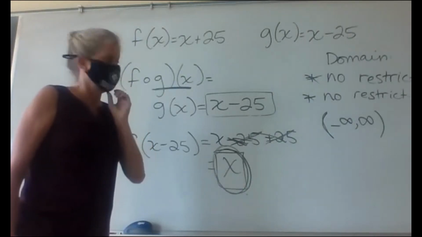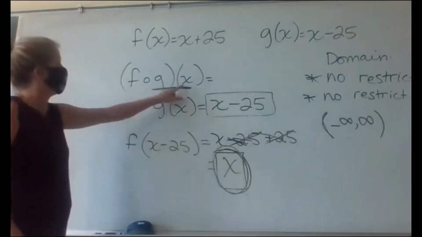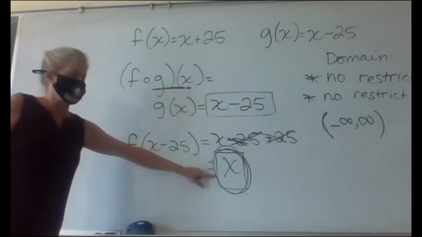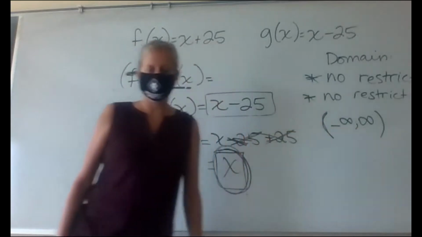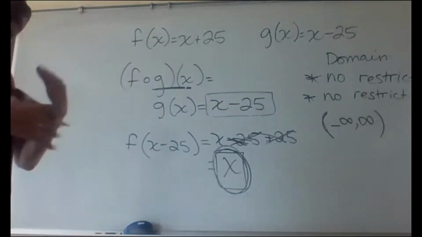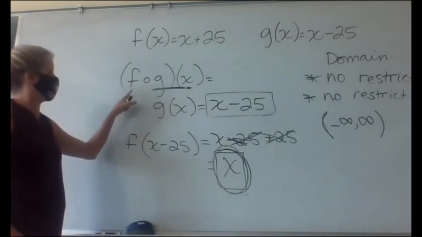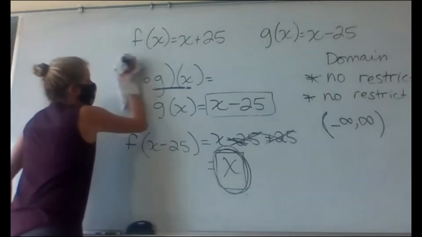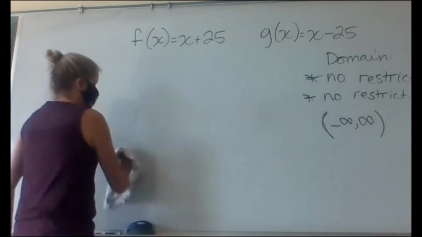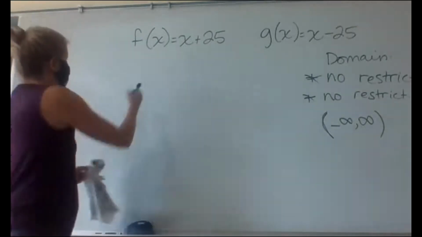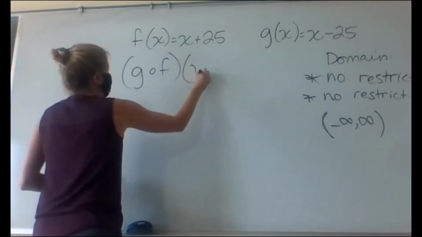These may take some work. So let's look at the second part of this problem. We found f of g of x was x, and its domain was negative infinity to positive infinity. Let's find it the other way around now. Now, instead of f of g, it's going to want us to find g of f of x.